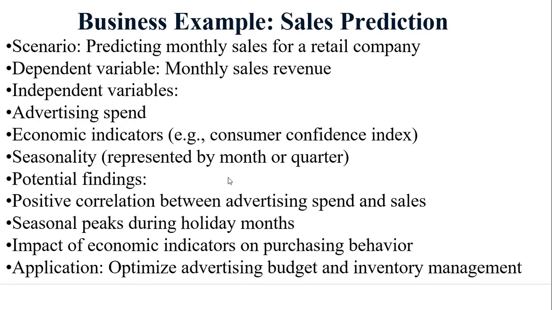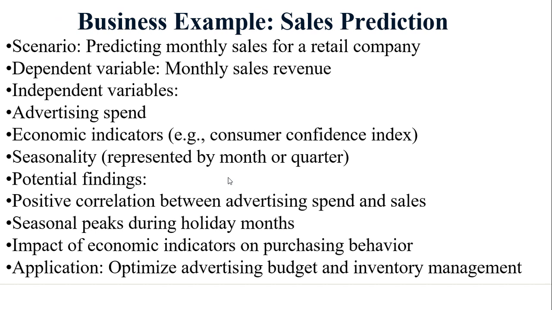Real world applications and case studies. So for example, you're looking at the business example here, which is sales prediction. You're trying to predict the monthly sales for a retail company. Your dependent variable is the monthly sales revenue that you have in a particular column. Independent variables: the advertising spend, how much they spend on advertising, an economic indicator like the consumer confidence index, and seasonality represented by months or quarters. And when you have these as your independent variables, then your potential finding is a positive correlation between the advertising spend and the sales. So literally, we're trying to say, because we spent more on advertisement, we're able to get more sales.